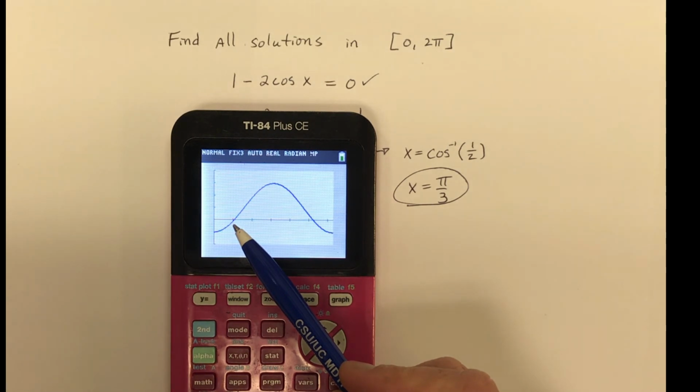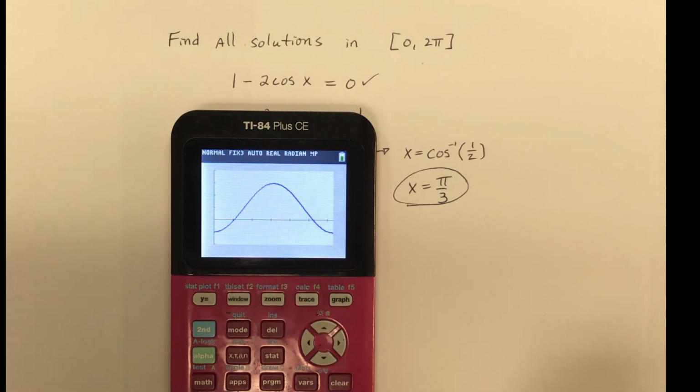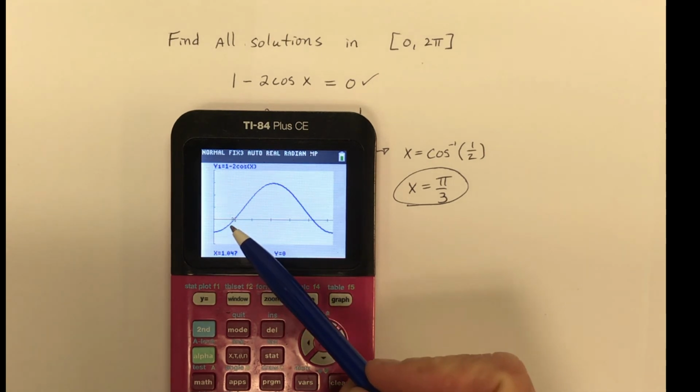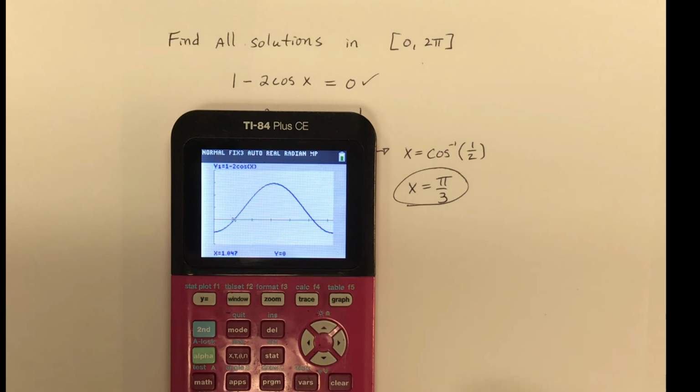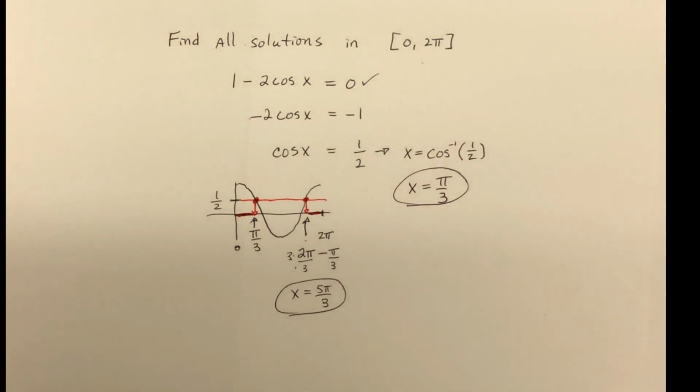So this one right here should be pi over 3. So go to trace, and then second pi over 3. And sure enough, that's the x-intercept. And notice that it says y equals 0. And then check 5 pi over 3. And sure enough, that one is correct also. So there are the two solutions.